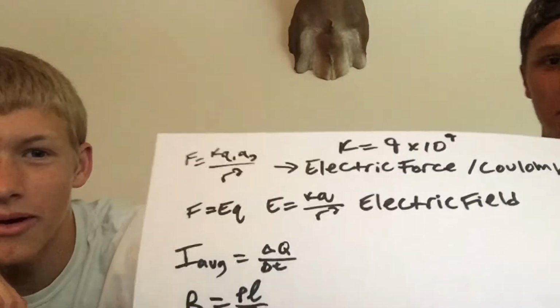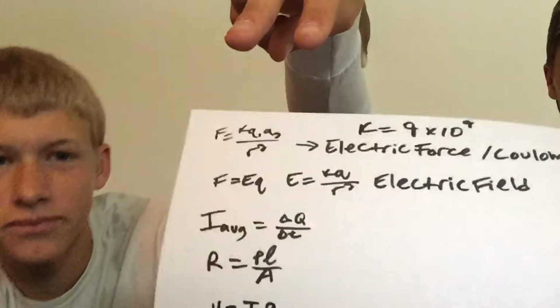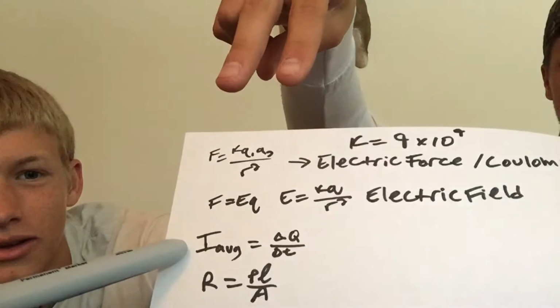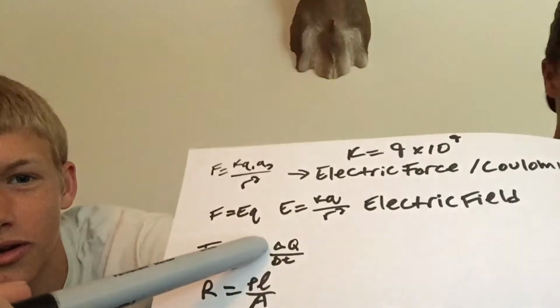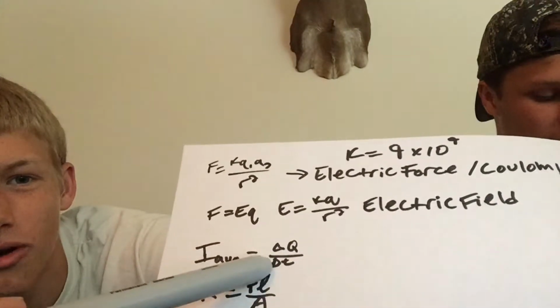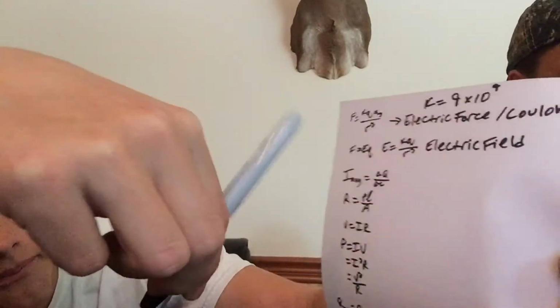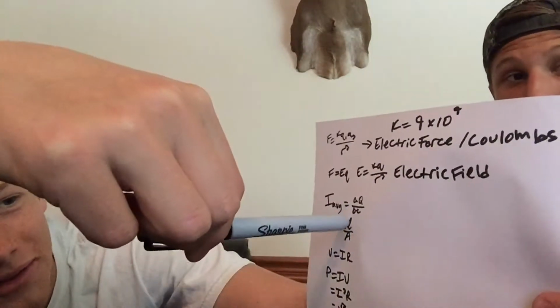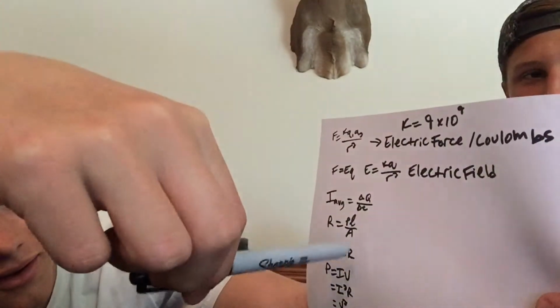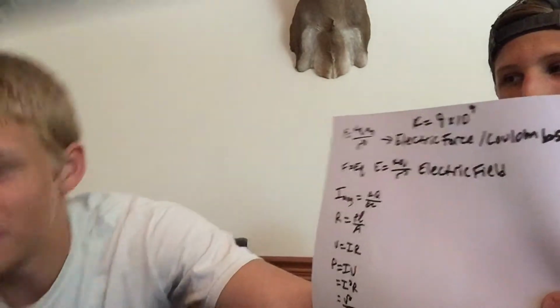And then we got all the formulas that we need for this video on a paper. But the two that he didn't talk about are: the average current is the change in electric charge over the change in time. The resistance is P times length over area. I forgot what the P means.